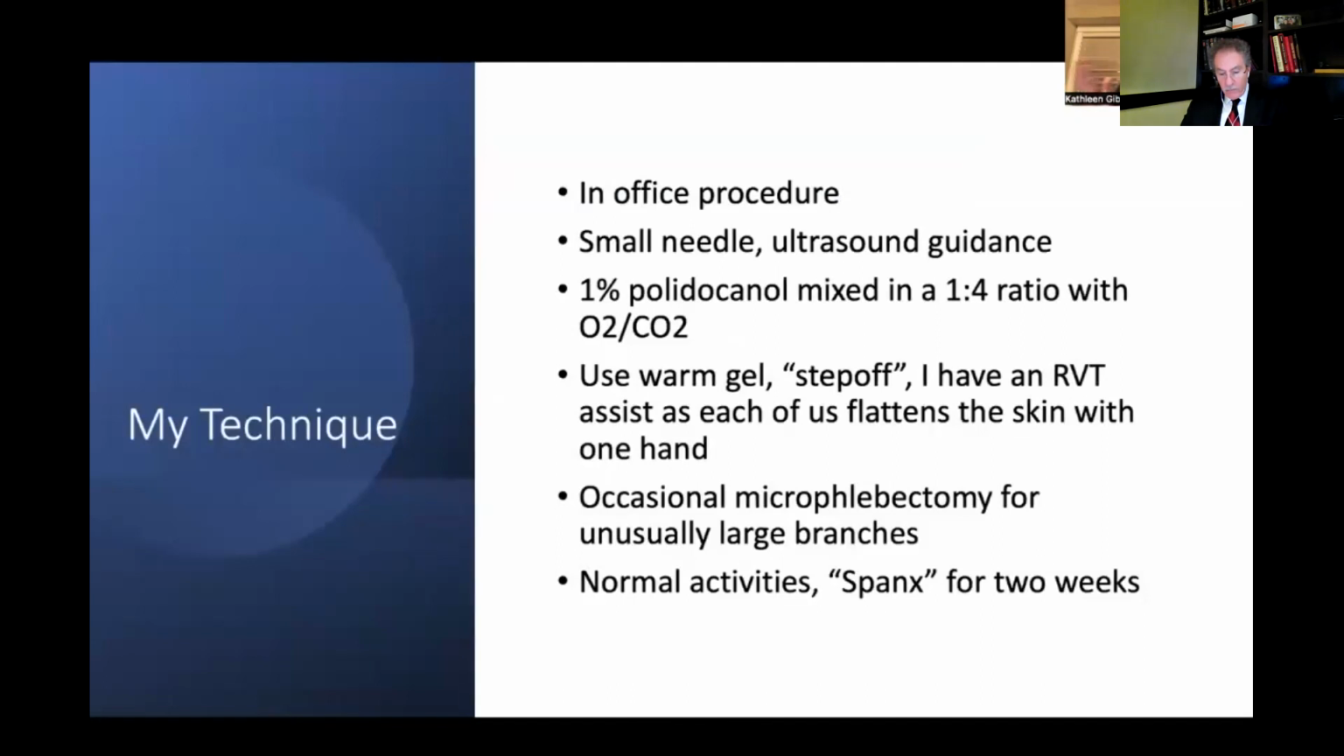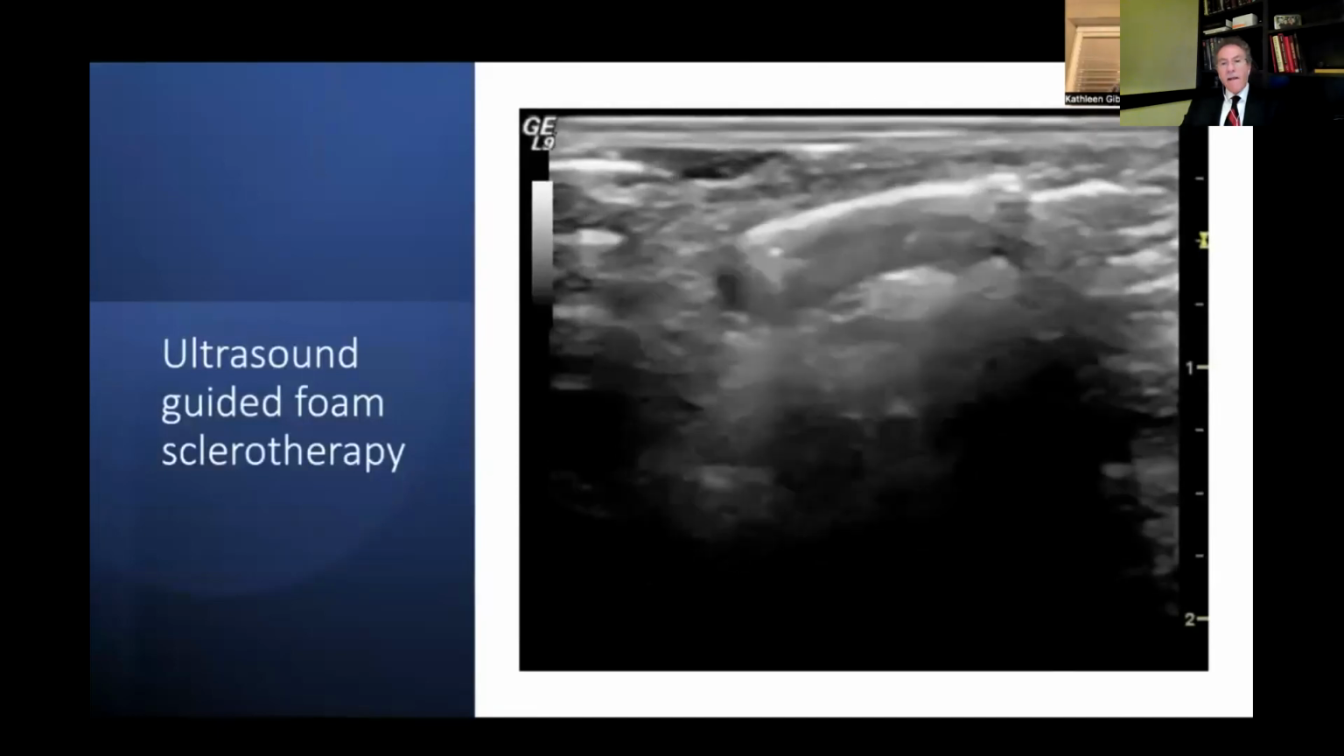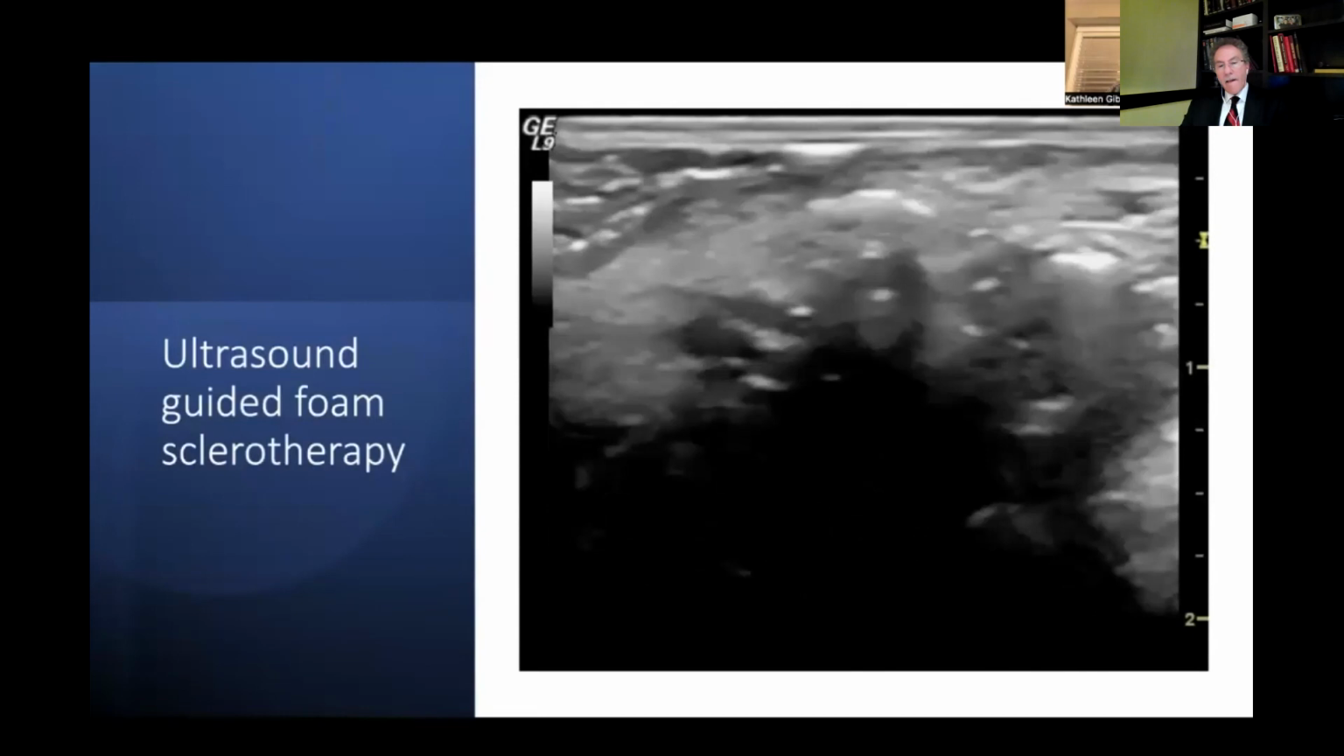So what I did is I treated her in the office, and my standard technique is to use a small needle, ultrasound guidance. This can also be done with fluoroscopy, although that's not how I do it. I use polidocanol mixed in a 1:4 ratio with oxygen and carbon dioxide. It's important that the patient's comfortable. I use a warm gel with step off. I have an RVT helping me because each one of us kind of flattens the skin. I use a hockey stick and occasionally, not in the vulva itself, but in the leg. If there are unusually large branches, I may accompany this with some phlebectomy. They have normal activity right away, and I have them wear Spanx or a kind of compressive underwear for 2 weeks. So this is an example of ultrasound guided sclerotherapy in the vulva using a small needle.